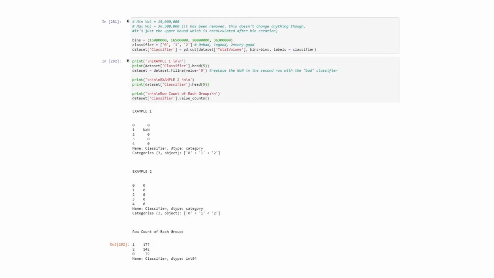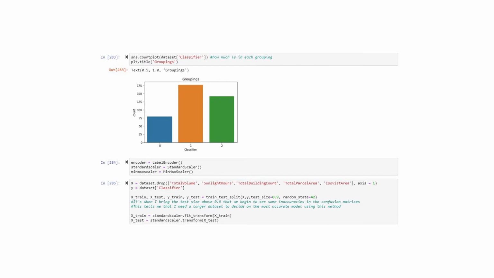I then moved on to assign each volume value as either bad, good, or very good, depending on how high its associated volume was, with the assumption that a certain volume would be needed to accommodate the expected population that would be visiting the White Bay precinct. You can see the distribution of these groupings by row count in this graph. I then dropped the output columns from the dataset so that I could begin testing against the classifier column that contained the good and bad groupings.